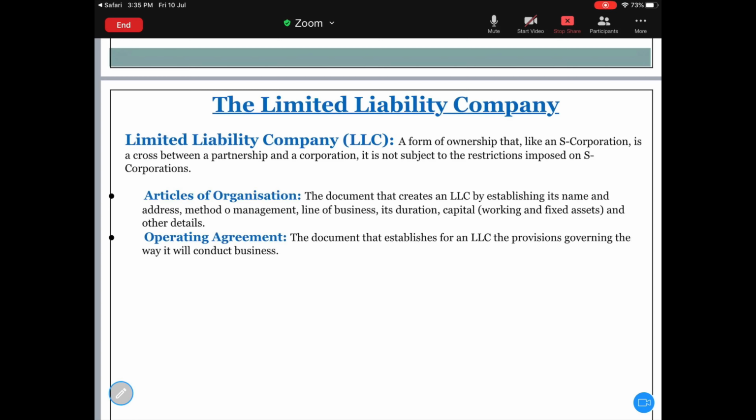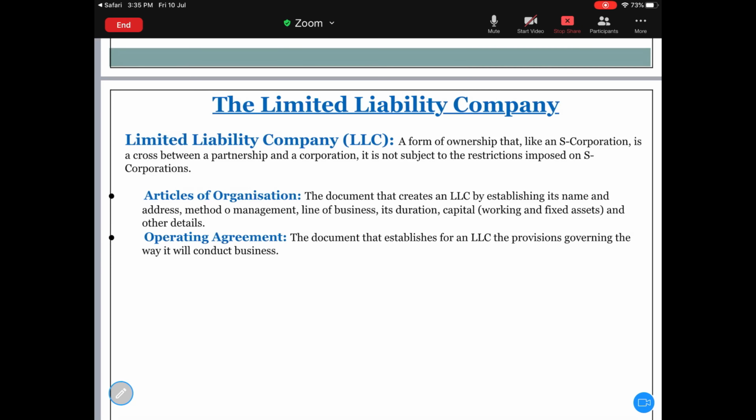That means the name, address, the mode of business, how this business will be managed, what the lines of product are, then what the duration of this company will be, then the basic capital required, the working capital or the variable capital. It also talks about the fixed assets like buildings, the factory premises or the land used for this purpose. So all these things are to be made clear in the articles of organization.